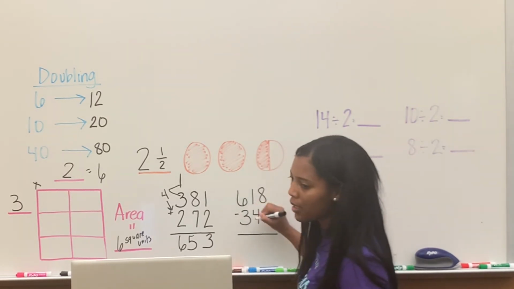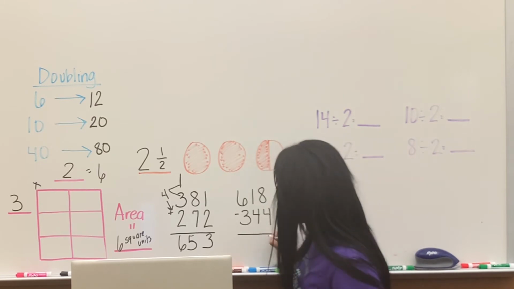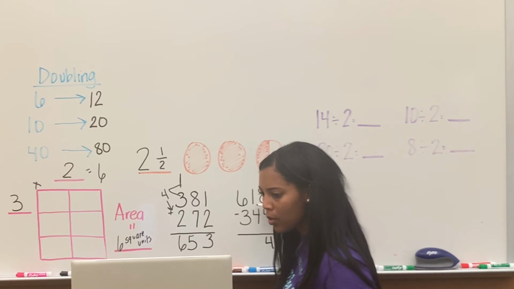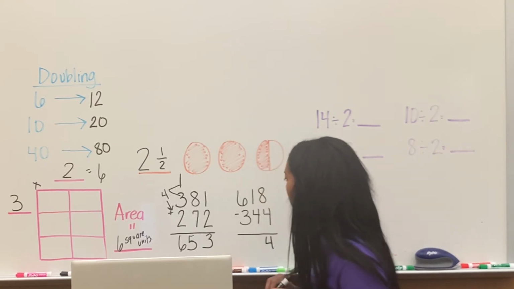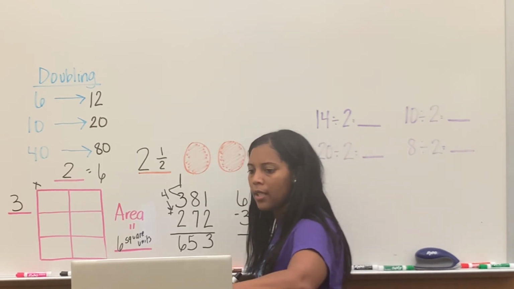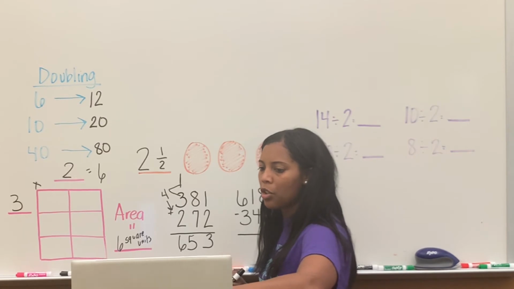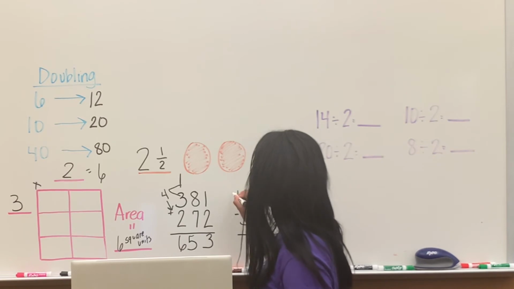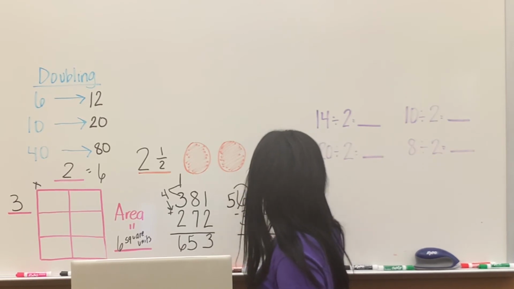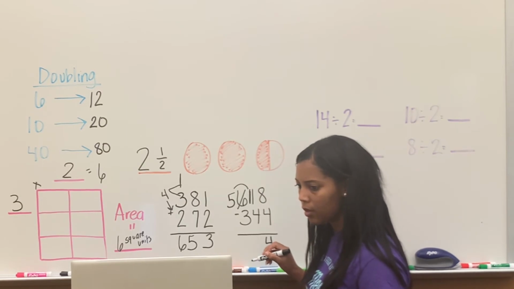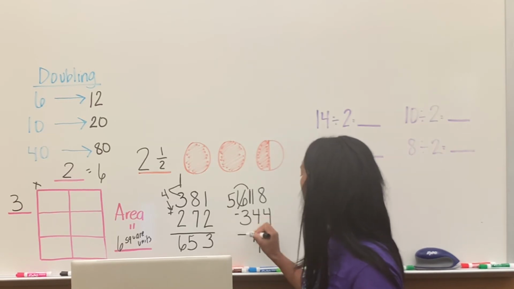Next, 618 minus 344. Let's start with the back. 8 minus 4 is 4. Now 1 minus 4. Who can explain what I need to do here? Chaz, what's the problem? I need to trade, right? So what do I do to trade, Chaz? You trade the 6 and it becomes a 5. Good. And the 1 becomes an 11. So 11 minus 4 is 7. Good. And then 5 minus 3 is 2.